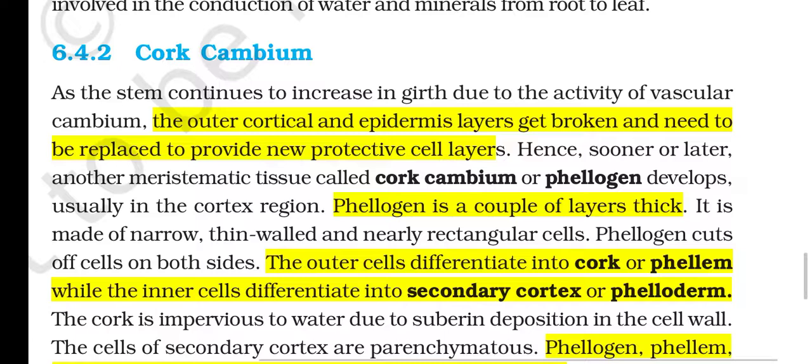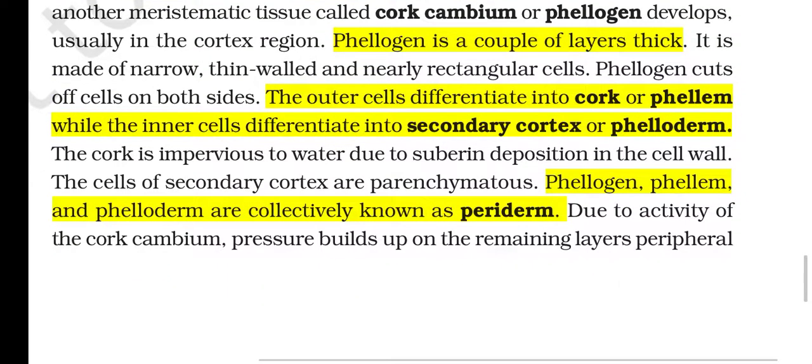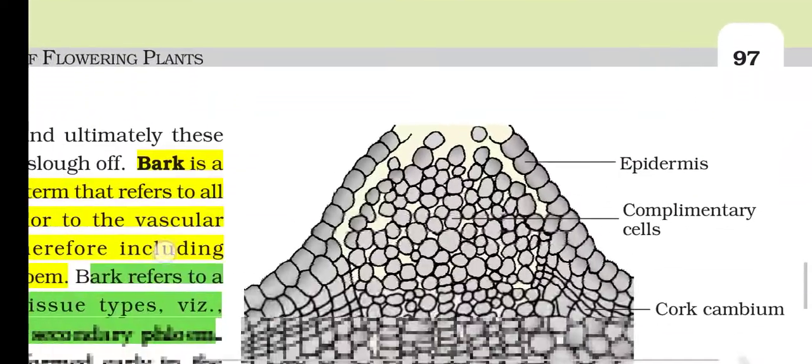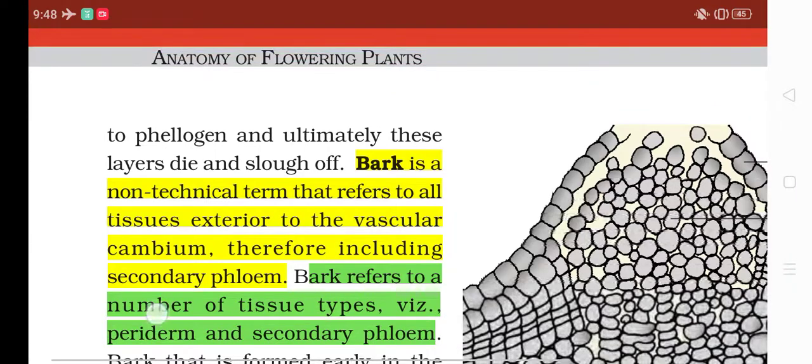The outer cells differentiate into cork or phellem, while the inner cells differentiate into secondary cortex or phelloderm. The cork is impervious to water due to suberin deposition in the cell wall. The cells of secondary cortex are parenchymatous. Phellogen, phellem, and phelloderm are collectively known as periderm. Due to activity of the cork cambium, pressure builds up on the remaining layers peripheral to phellogen, and ultimately these layers die and slough off.